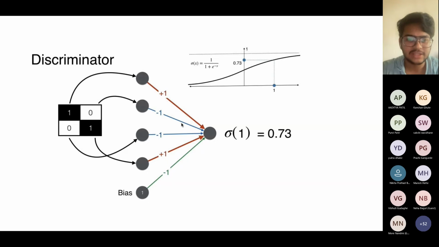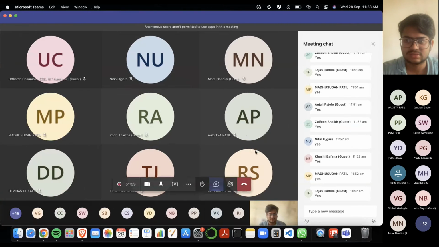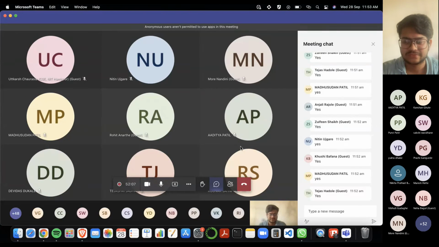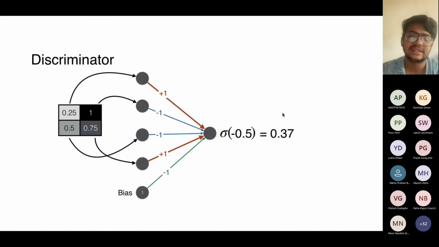Also, these are the values which I'm passing through the basic discriminator neuron. These are the random values which we are taking, and the output is 0.37. So can you tell me, should this be considered a face or not? Anyone? Is this a face or not? You see, my threshold here is less than 1, or you can say 0.5.